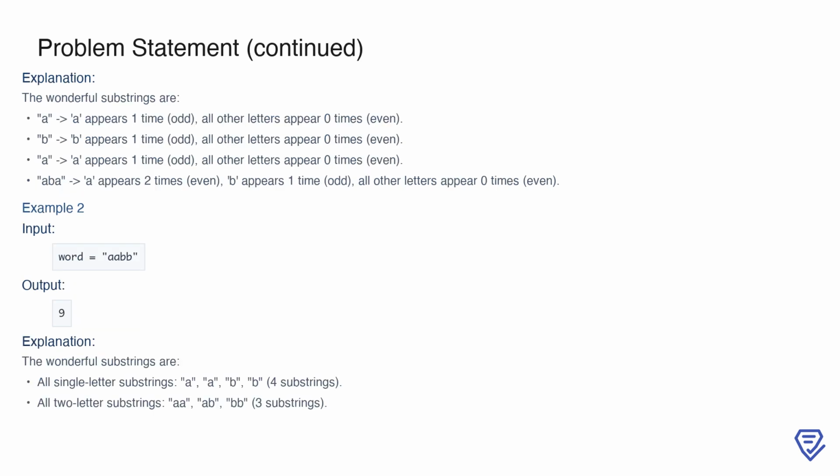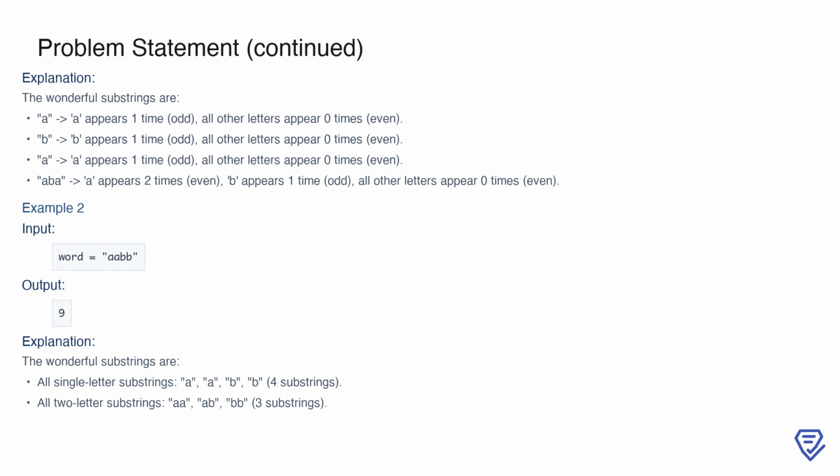Let's break down the first example to understand wonderful substrings better. The input string is ABA, and the output is 4. The wonderful substrings here are A, where the letter A appears once, which is odd, and all other letters appear 0 times, which is even; B, where B appears once, which is odd, and all others are even; another A, which satisfies the same condition as the first one; and finally, ABA, where A appears twice, which is even, and B appears once, which is odd. All other letters have even counts of 0. These substrings satisfy the condition for being wonderful.